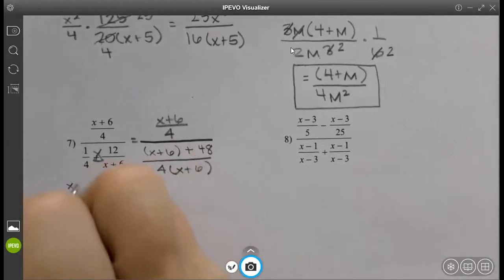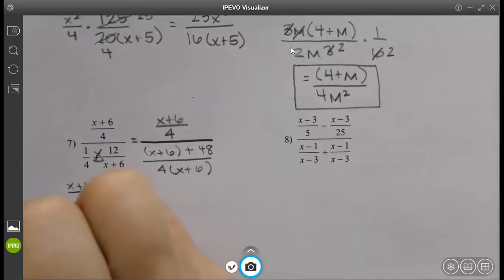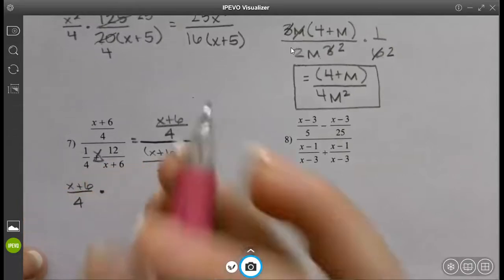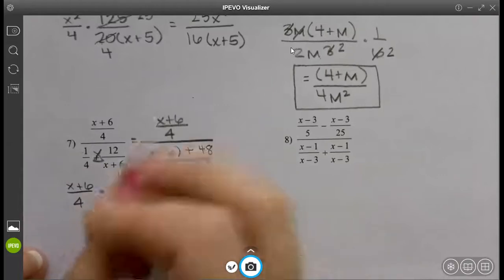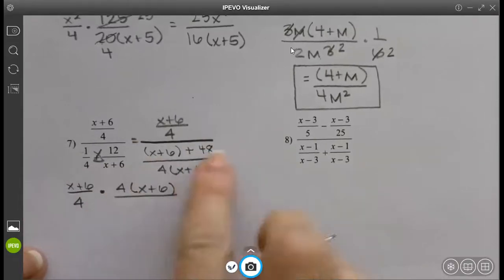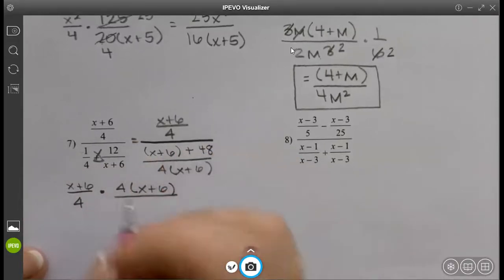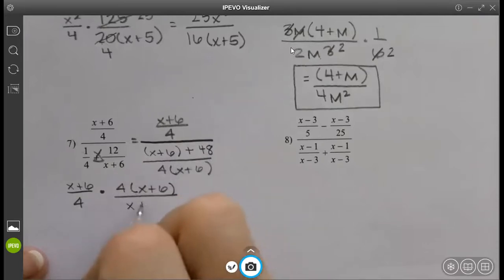We're going to make it a little less complicated. X plus 6 over 4, we're going to change it to times. We have 4 and x plus 6 because we're going to flip the bottom. And then these can just be written out. What is 6 plus 48? 54.